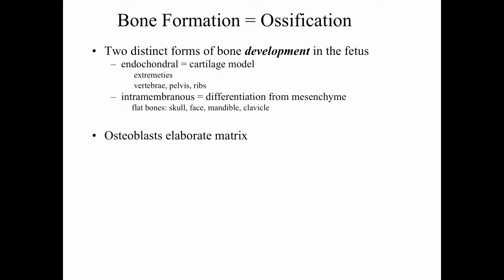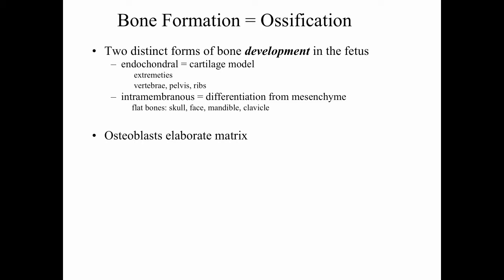And then there's also a process called intramembranous ossification in the fetus. That's where you have differentiation of bone directly from mesenchymal cells, and the flat bones, like the bones in the skull or the face, the mandible, or the clavicle, develop from intramembranous ossification.